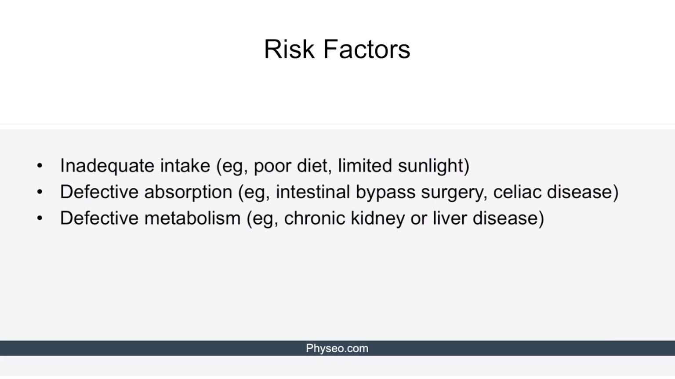The major risk factors for osteomalacia are listed here. It can be boiled down to the patient not having enough vitamin D to begin with, such as in cases of inadequate intake due to a poor diet or limited sunlight, or not being able to use the vitamin D that is brought into the system. We're thinking patients that have defective absorption or defective metabolism. Examples of defective absorption include intestinal bypass surgery and celiac disease. Examples of defective metabolism include chronic kidney or liver disease.